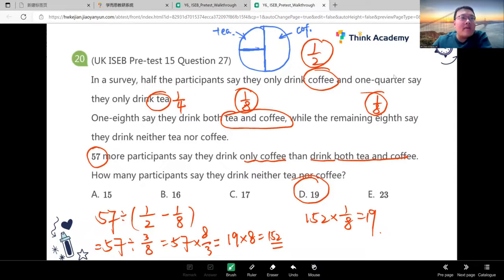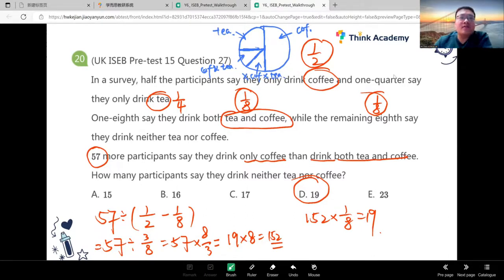And it says 1/8 say they drink both tea and coffee. So for this part, you just cut it in half again. This is 1/8, and this part means coffee and tea. And this part means no coffee and no tea. That's the pie chart you have.